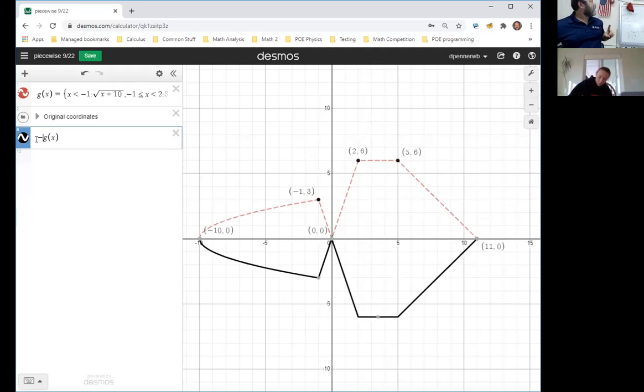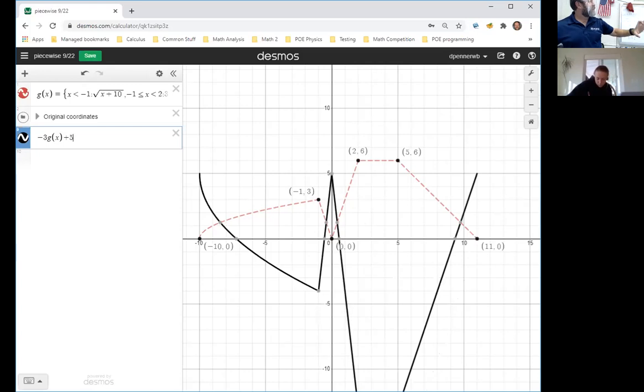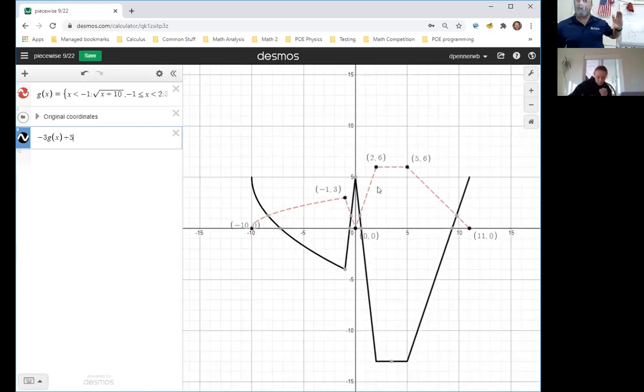Boom. What's the 3 that I put in here going to do? It's going to vertically stretch it. Boom. Make it taller. Cool? What is the plus 5 at the end going to do? It's going to take the entire thing and it's going to do what to it? Move it up 5 units. You can't see very much of it because the graph is now kind of obnoxiously tall, isn't it? Because that 3 did that.